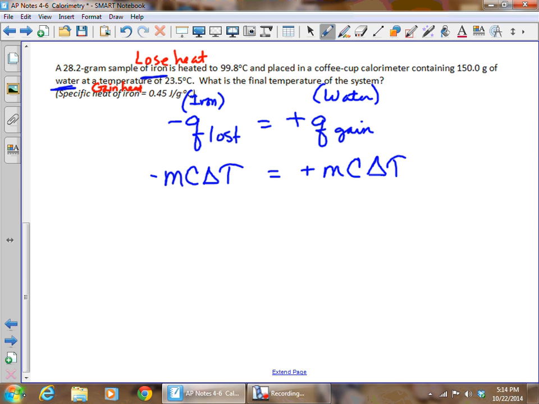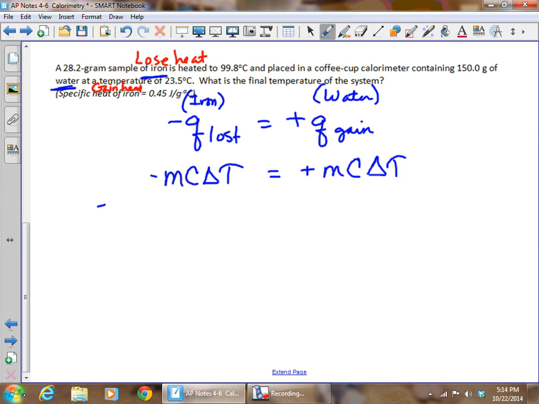Now notice something else. Did it ever mention a calorimeter? No, it didn't. So we don't have to worry about the calorimeter part. All we have to worry about is just the two substances. So now that we know this, we're going to just start plugging in values for it.